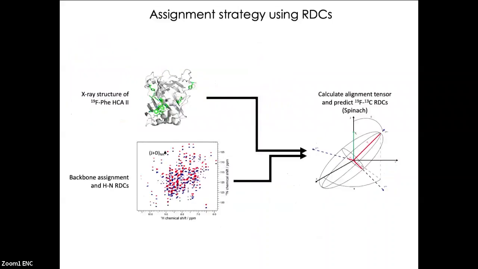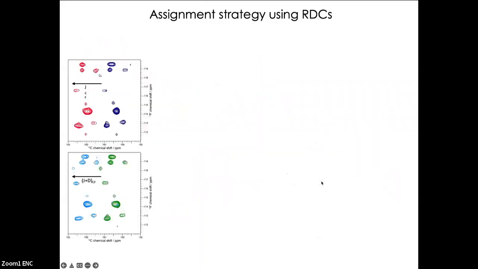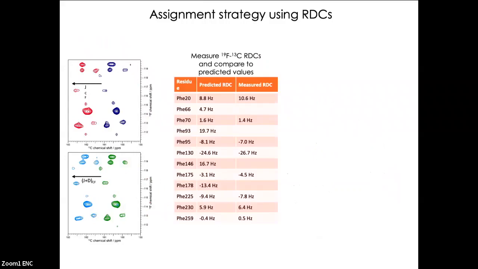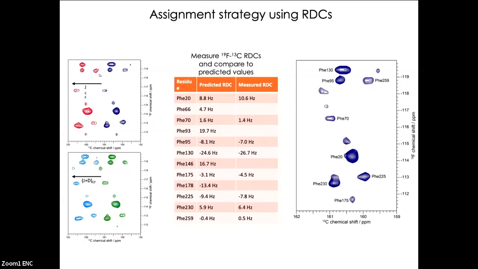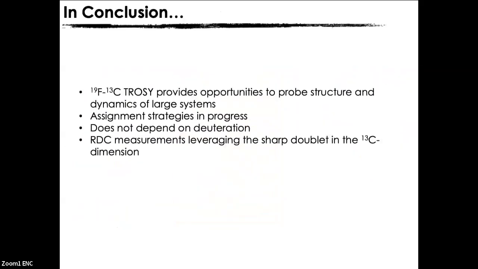For example, in this case with the protein human carbonic anhydrase, you can use the NH assignments to get the alignment tensor. Then you can go to SPINACH and ask it to calculate, knowing the structure and the alignment tensor, what would be the dipolar couplings of the different aromatic amino acids. You measure the dipolar coupling from your CF and you just pick your peaks up. You can pretty much assign almost all the resonances using this method. So there are different ways to do the assignment without doing the painful mutation.